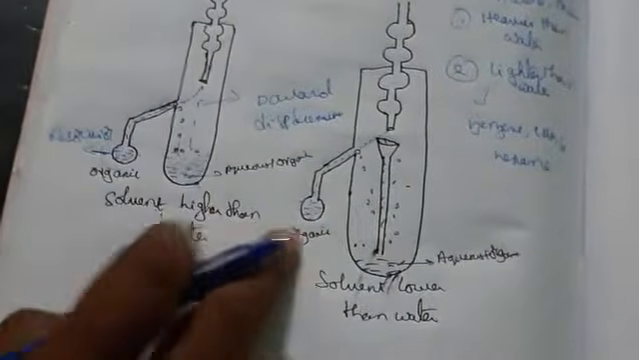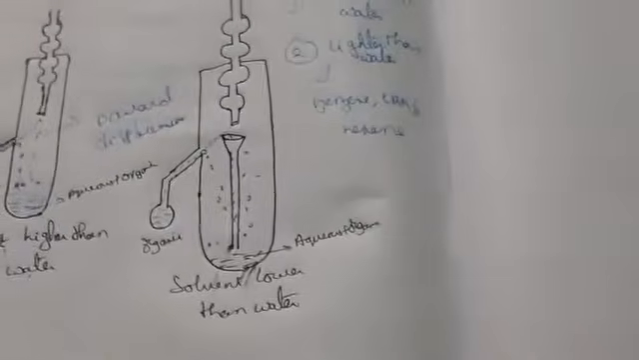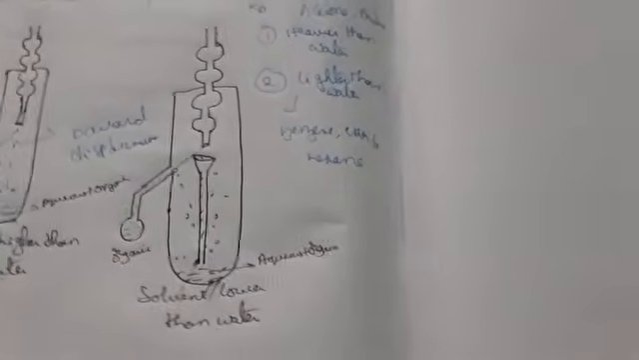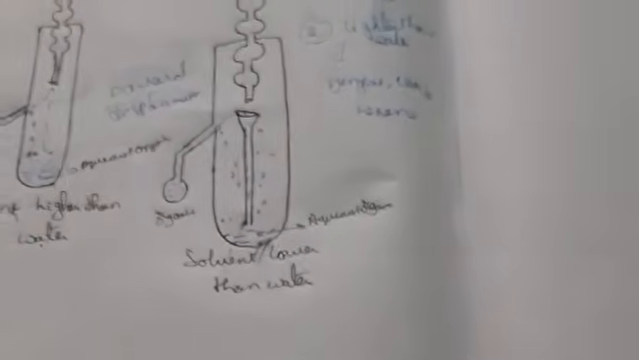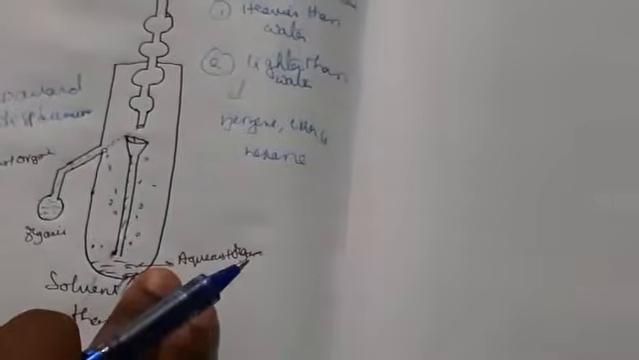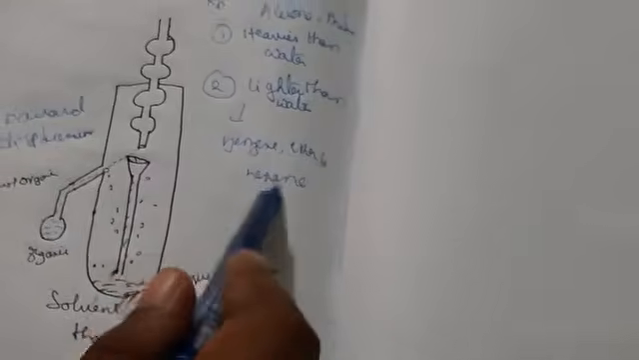When will it happen? When the solvent is higher than water. Next one, the solvent is lower than water. So this is the first condition we have discussed. The next condition is the solvent is lower than water. Lower than water means which type of compounds are we taking? Benzene, ether, hexane.